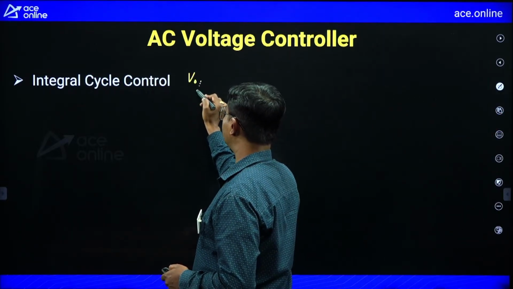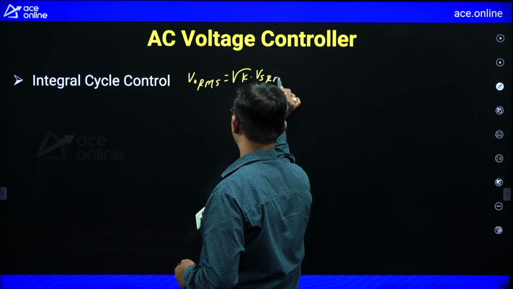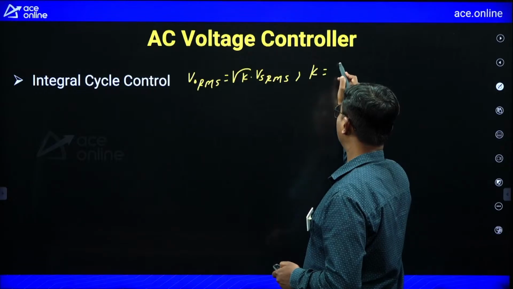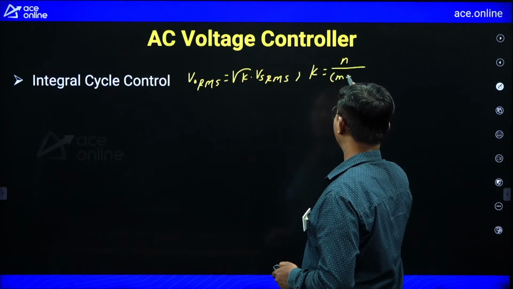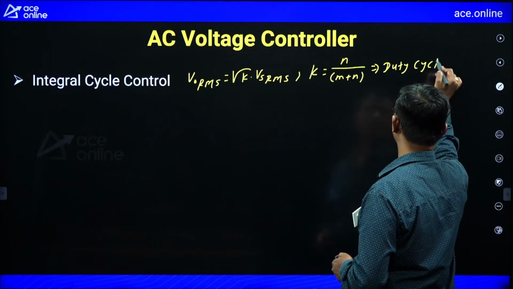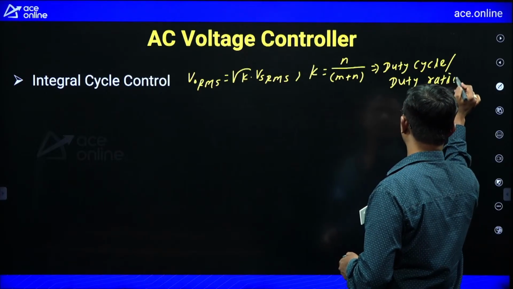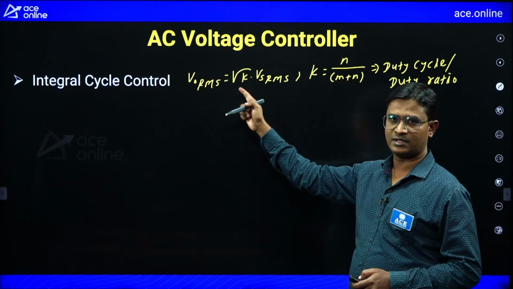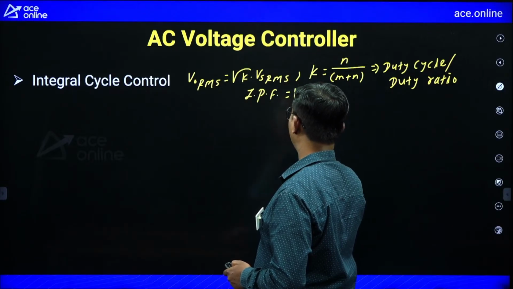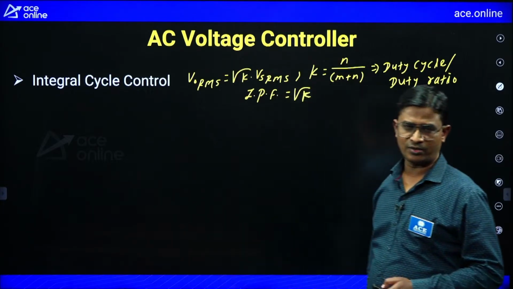V0 RMS is equal to root K into Vs RMS. What is K? K equals N upon M plus N. This is known as the duty cycle or duty ratio. So these two expressions are important. And what is the input power factor? Input power factor is also equal to root K.